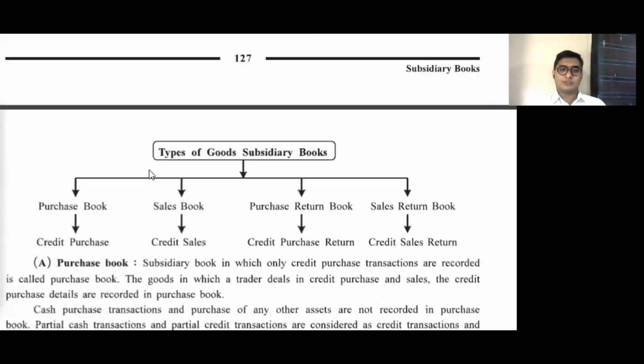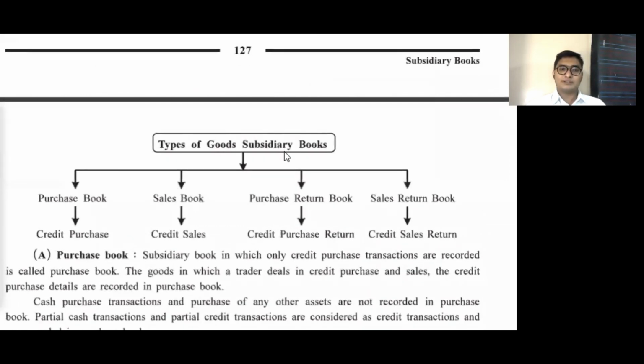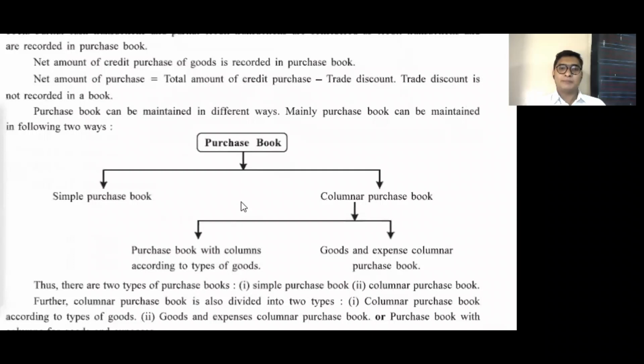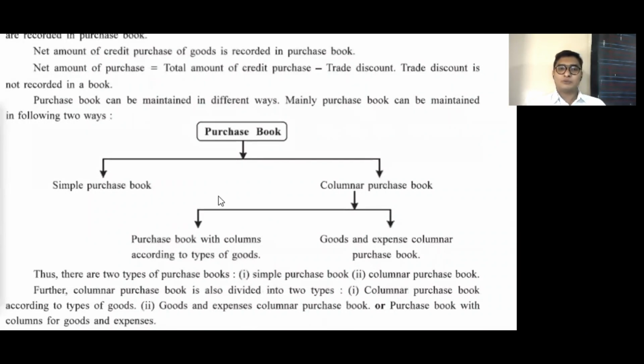Next, subsidiary books for goods. Here you can see types of goods: purchase book, sales book, purchase return, sales return. First of all, we are going with purchase book. In purchase book, there are two types of purchase book. Number one, simple purchase. Number two, columnar purchase.